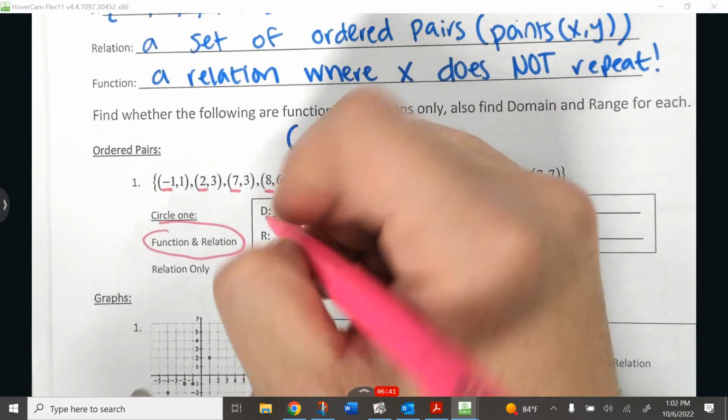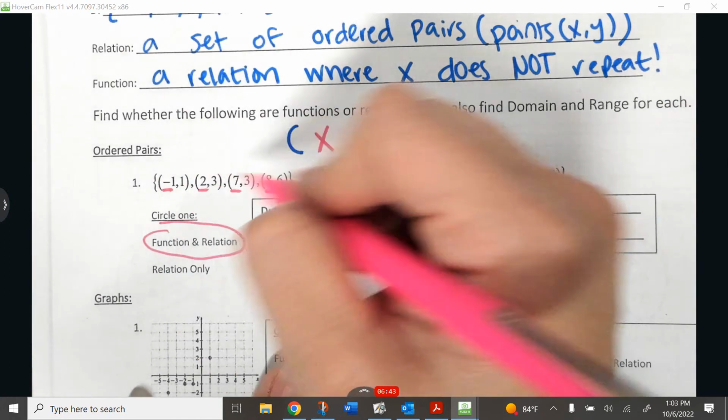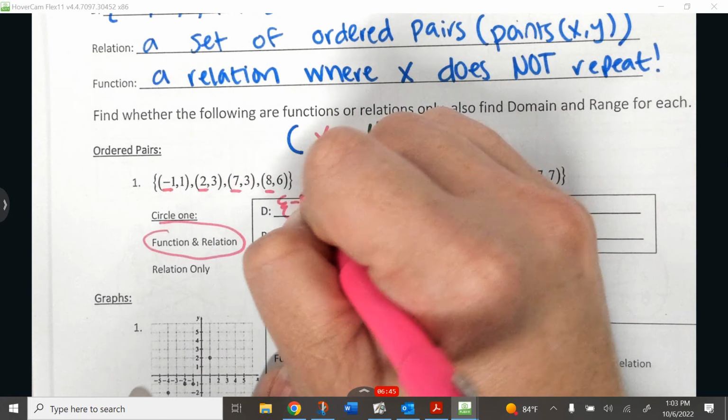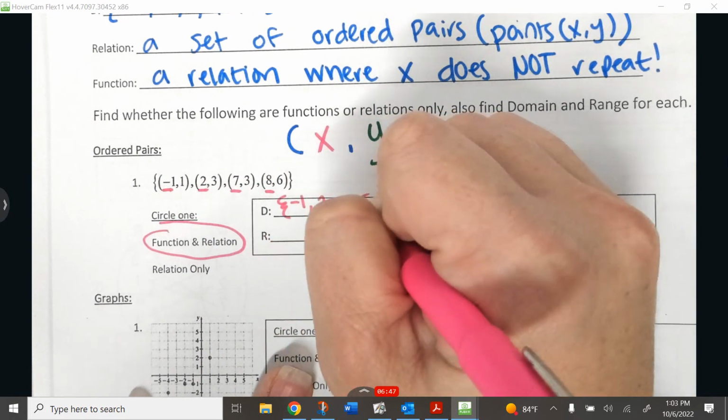Okay, and now I'm going to list them. Well, the nice thing is they were already in numerical order: -1, 2, 7, and then 8.